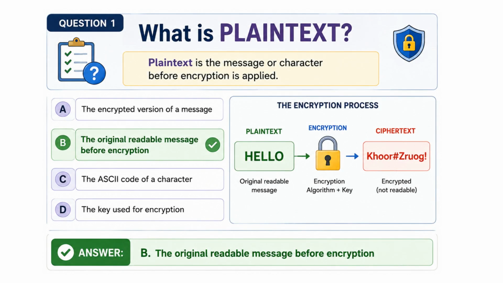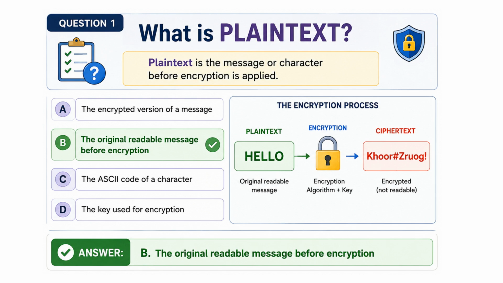What is plaintext? Is it A, the encrypted version of a message? B, the original readable message before encryption? C, the ASCII code of a character? Or D, the key used for encryption? The correct answer is B, the original readable message before encryption.